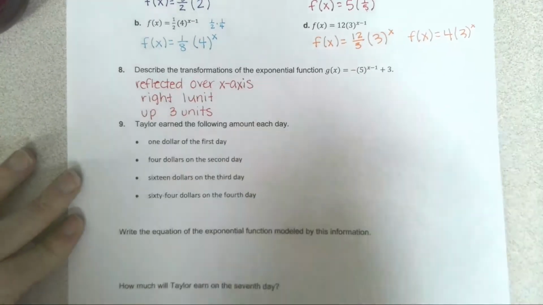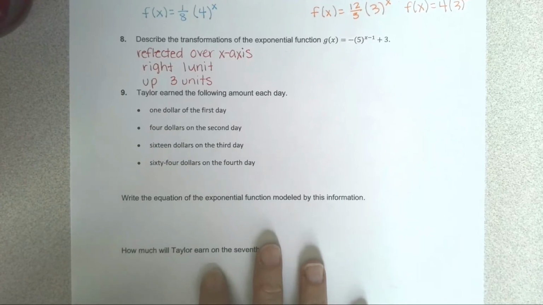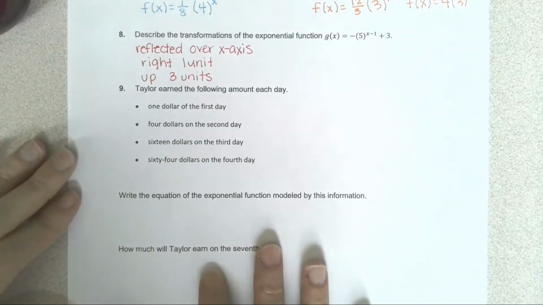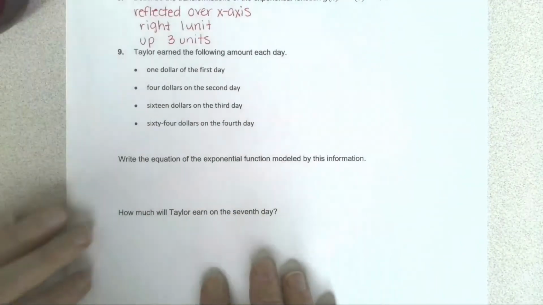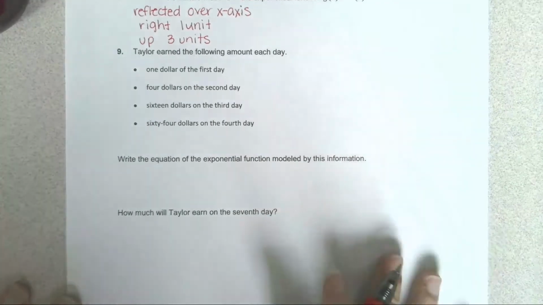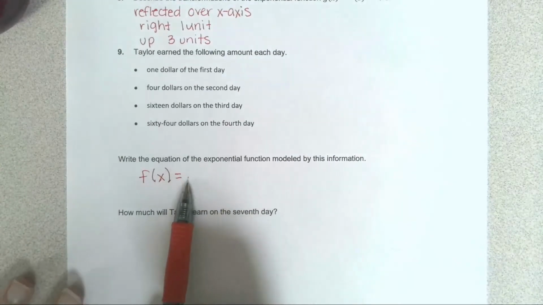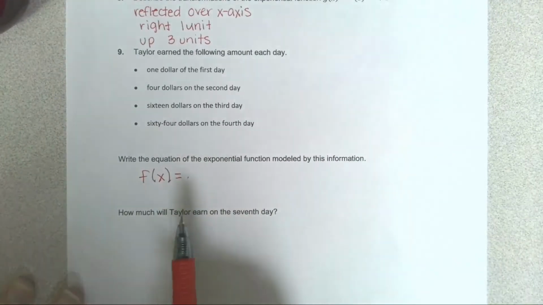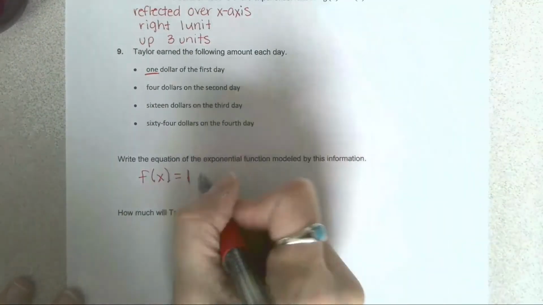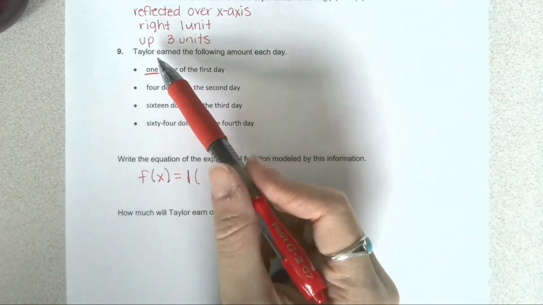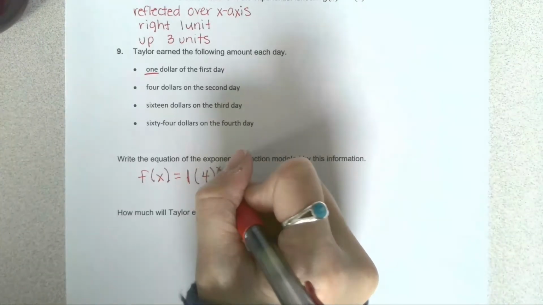Okay, next we have Taylor earned the following amount each day. $1 for the first day, $4 on the second day, $16 on the third day, $64 on the fourth day. So it says write the equation of the exponential function modeled by this information. So when we do this, f of x equals, instead of a y-intercept here, we're going to start with our starting amount, which was our initial value. Our initial value was $1, so that is going to represent the first number. And then we just have to figure out how much is being multiplied. So 1 to 4, 4 to 16, we are multiplying by 4 each time to the x.